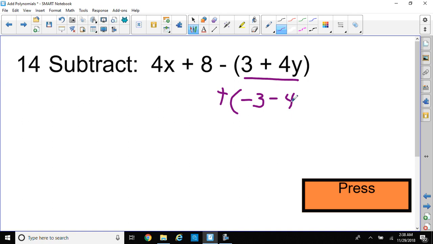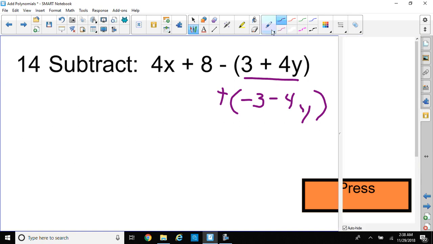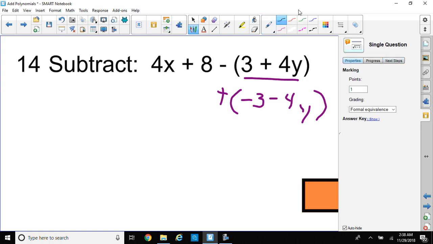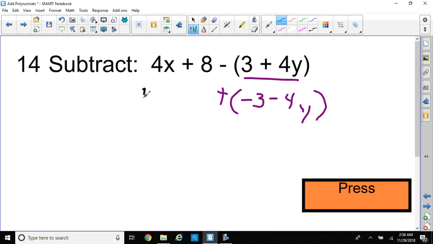And now we can bring down the 4x plus 8.